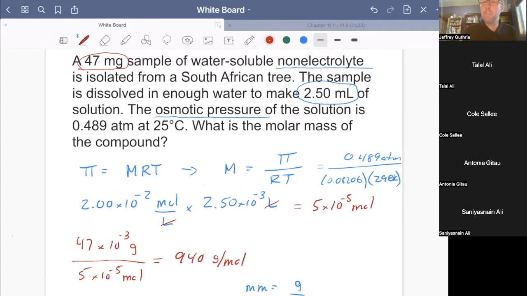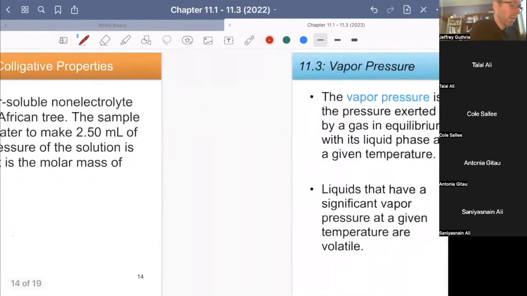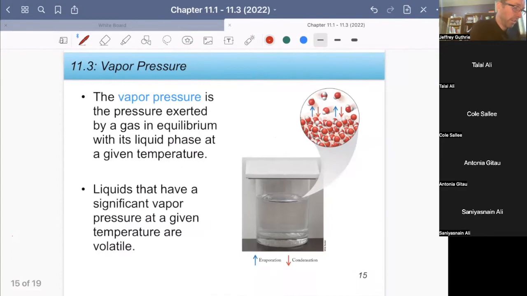All right, are we good? I don't think I have too much more, at least I hope I don't. Okay, oh shoot, vapor pressure. Okay, I got a few more slides here.